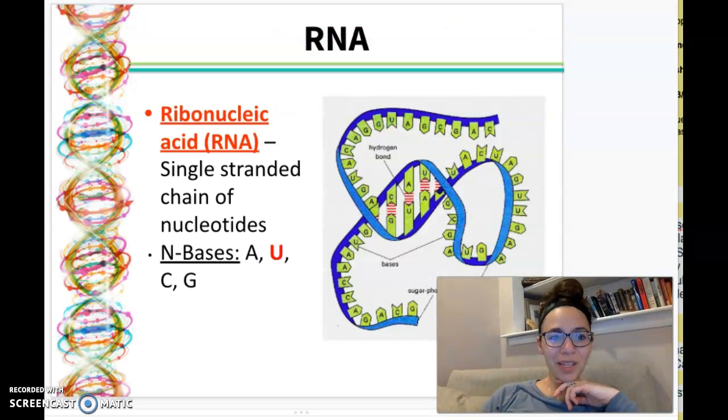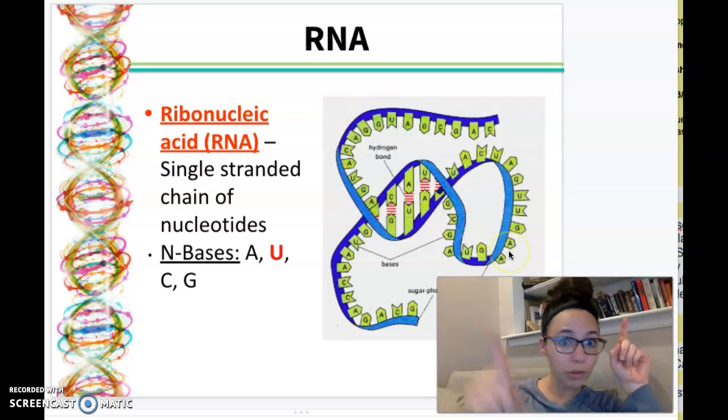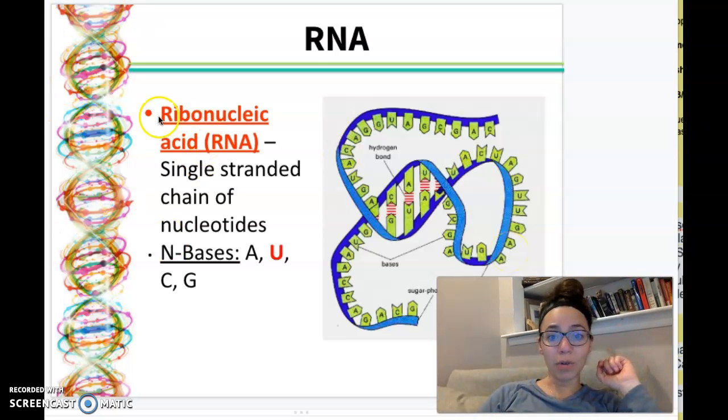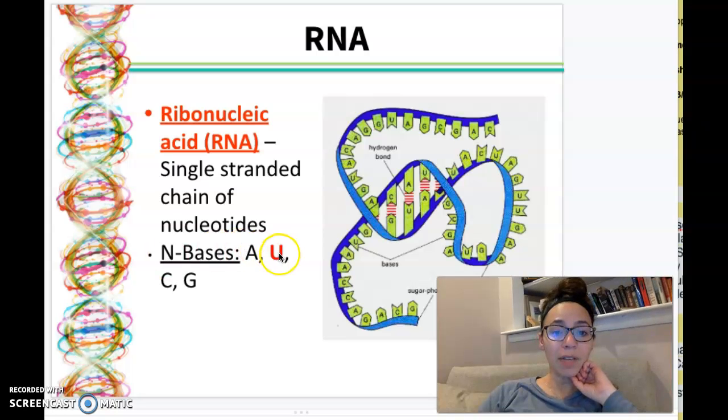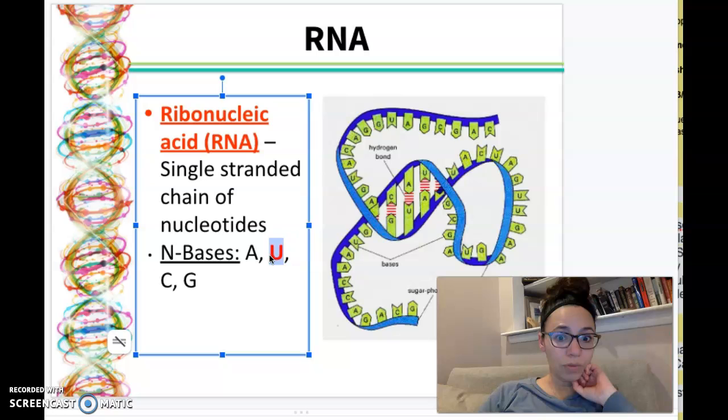So we're going to start with RNA, right? We've already learned about DNA. RNA is very similar, except it's single-stranded, right? DNA has a double-stranded helix, like this little picture on the side. RNA, or ribonucleic acid, is a single-stranded chain of nucleotides. It has the same bases, except instead of having a T, it has a U. So A, U, C, and G instead of A, T, C, and G.